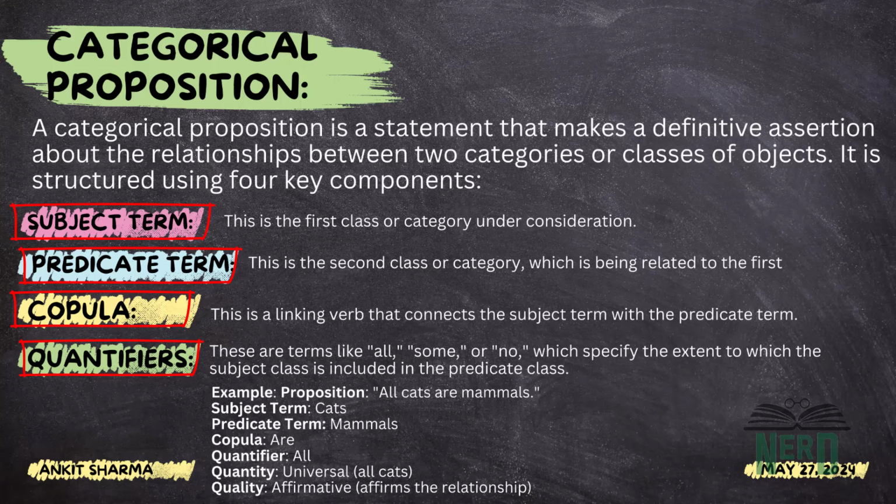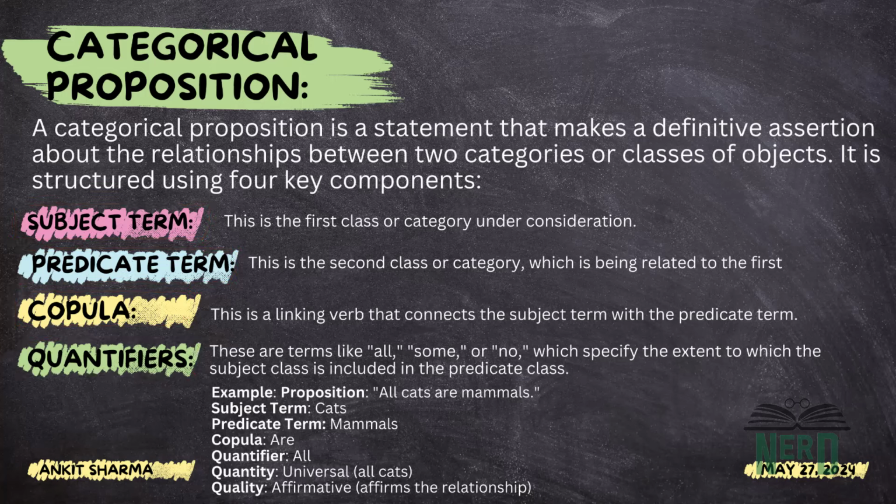Let's understand this with an example. Imagine you're sorting boxes into categories. You have a big sticker that says fragile, and you slap it on every box that contains glass items. Here's how it breaks down. So here we have a subject term, boxes with glass items, and predicate term, fragile items. We have copula, are, linking the boxes to the label, and the quantifier, all, or every single one. You're essentially saying all boxes with glass items are fragile items. It's a straightforward way to make sure everyone knows these boxes need careful handling.